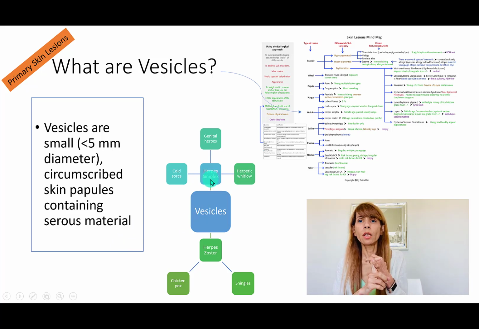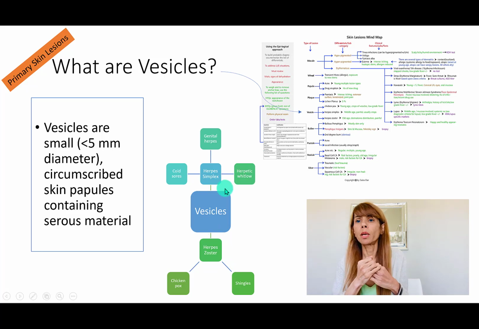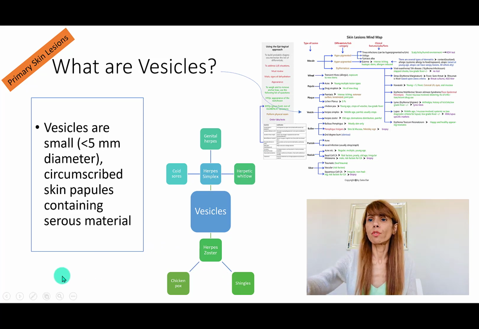In that case, we can say it's either herpes simplex or herpes zoster. If it's herpes simplex, it can be herpes simplex type 1 or type 2, depending upon what virus is involved, which can cause oral mucosa involvement or genital mucosa involvement. Herpes virus can also cause herpetic whitlow, that is one differential diagnosis, and then herpes zoster can cause chickenpox or shingles. So those are the things that we need to look at in more detail in the next few slides.